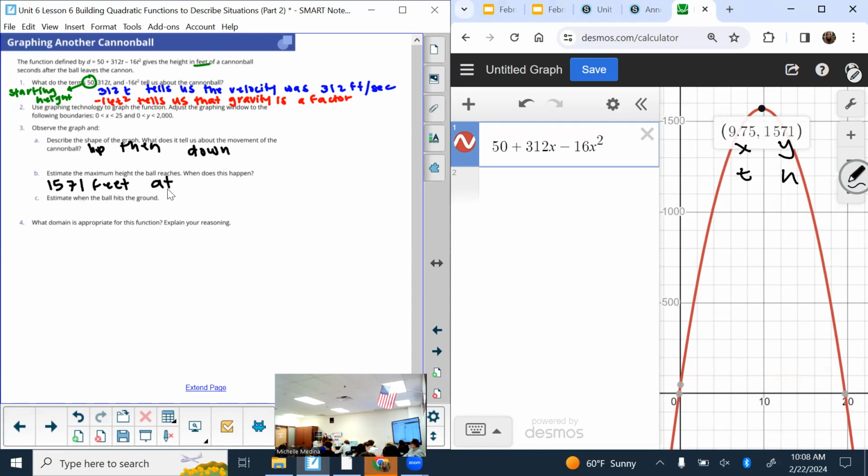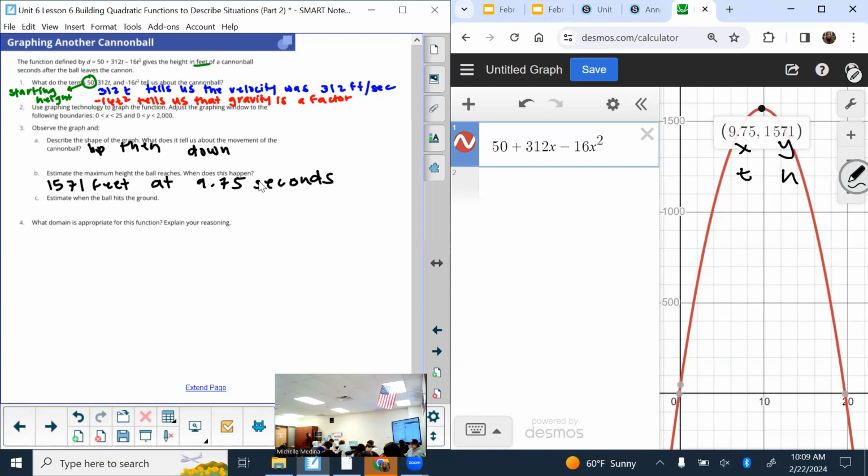Table 6, at what time does it reach the maximum height? Perfect. So then we should all be able to answer those types of questions on our expected response, right? There's my maximum height, happens at 9.75 seconds. The maximum height was 1,571 feet.